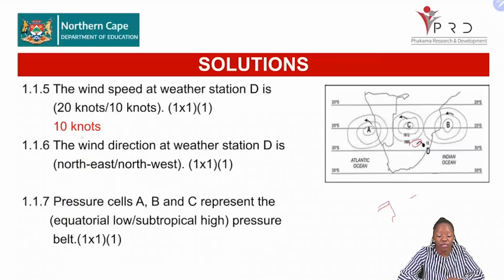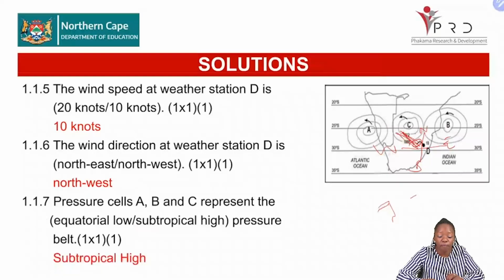Then 1.1.6, the wind direction at weather station D, is it northeast or northwest? So again, you place your canvas and then you label, and you'll see this is the direction. So hence our answer is northwest. Then your 1.1.7, the pressure cell ABC represents the equatorial low or subtropical high pressure belt. It is representing your subtropical high pressure belt. Remember, these are the high pressure, so therefore it represents the subtropical.